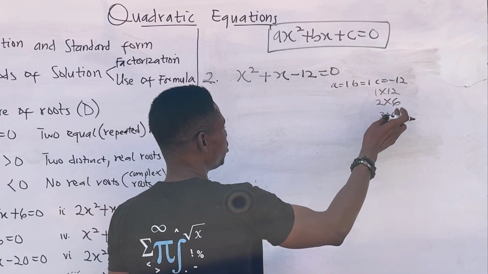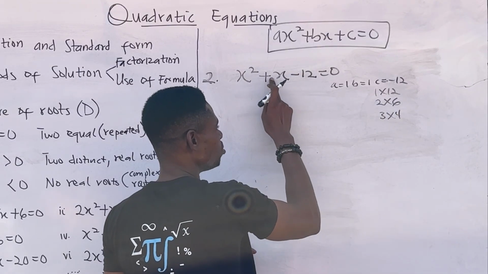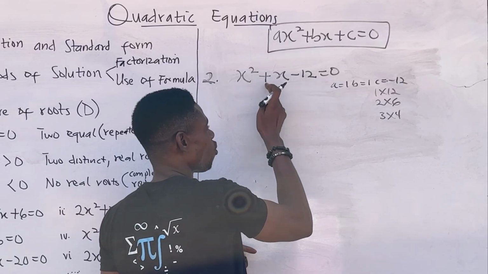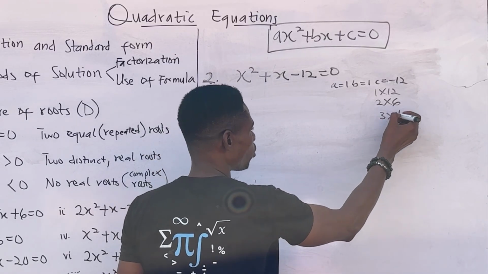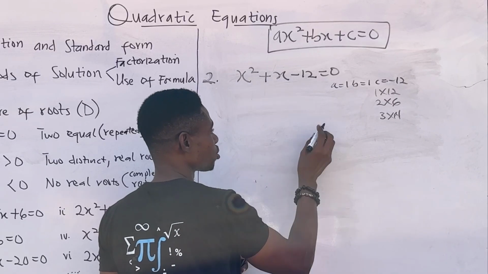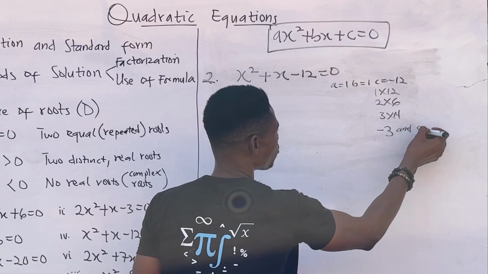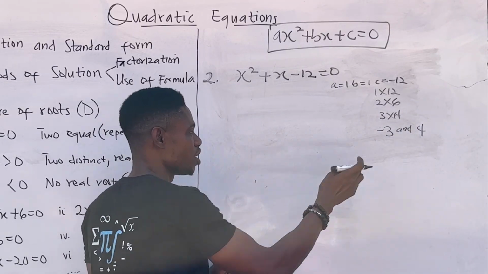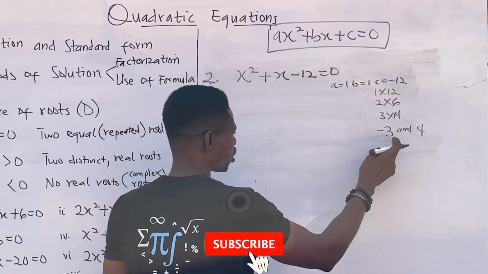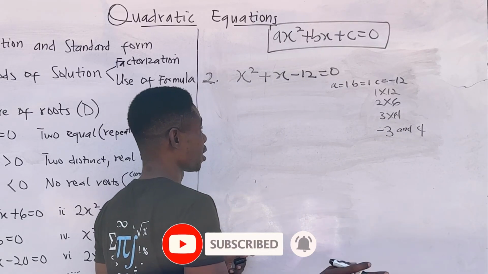Because 4 minus 3 is 1 for B, and 4 times 3 is 12. So since we need a plus 1, we're going to give the bigger one the plus. So we're going to have minus 3 and 4. If you add minus 3 and 4, you get 1. If you multiply minus 3 and 4, you get minus 12. Now, get my point.